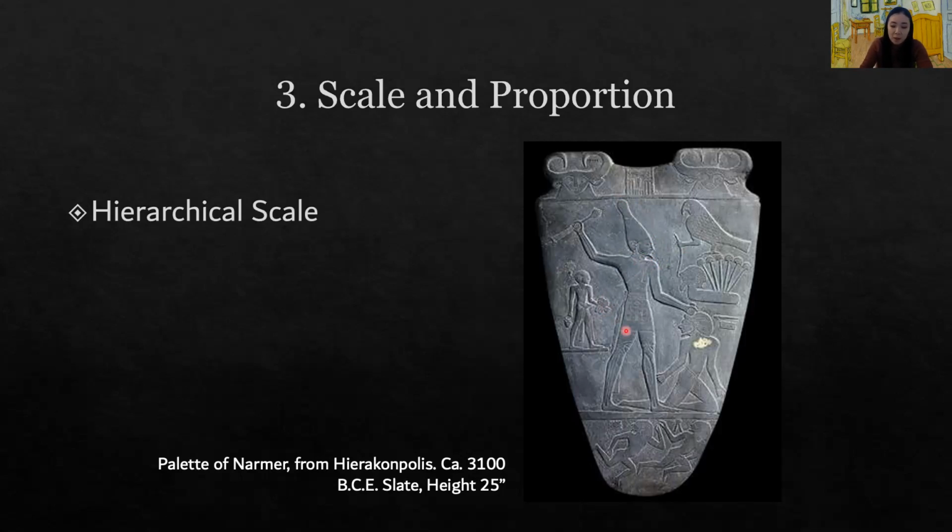Now let's focus on the size of this figure, Narmer. Narmer is obviously larger than the other figures, the objects, and the animals, because Narmer is the important figure in this work of art. That is hierarchical scale. Artists can use size to indicate the relative importance of figures or objects in a composition. Almost always, larger means more important and smaller means less important.